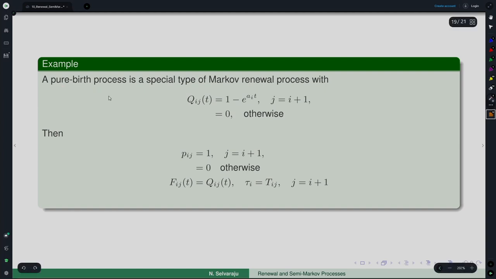Say for example, a pure birth process is a Markov renewal process with this representation: Qij of t is equal to 1 minus e to the power minus Ai t, and equal to 0 otherwise, and Pij is 1 for j equal to i plus 1, and Fij of t is equal to Qij of t, and tau i is simply Tij when j is i plus 1, or you can say Ti,i+1, that is what tau i is in this particular case. Similarly, birth-death process and other processes can also be written appropriately.